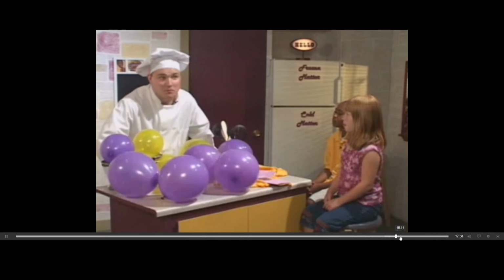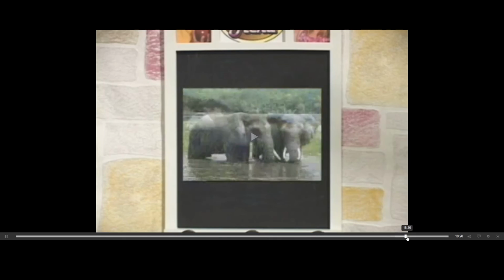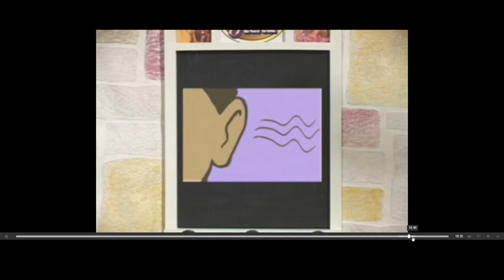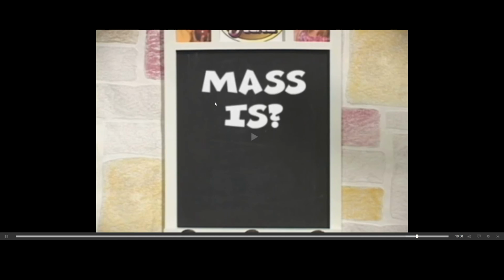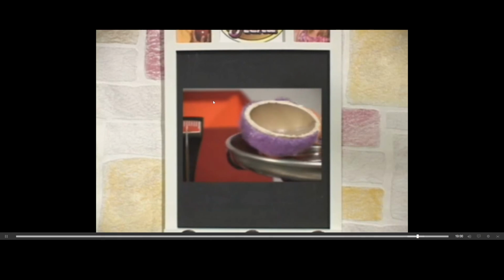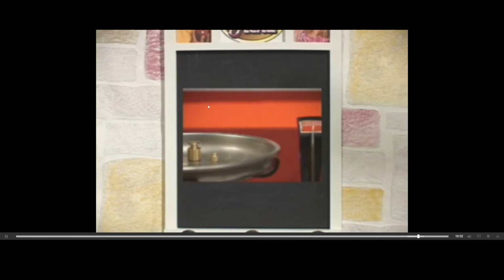We discovered that matter can be a solid, a liquid, or a gas. Matter is something that has mass and takes up space. What is mass? Mass is how much matter is in something. Finally, name the three forms of matter that we find in our world. Rose, what are the three forms of matter? We have solid, liquid, and gas.